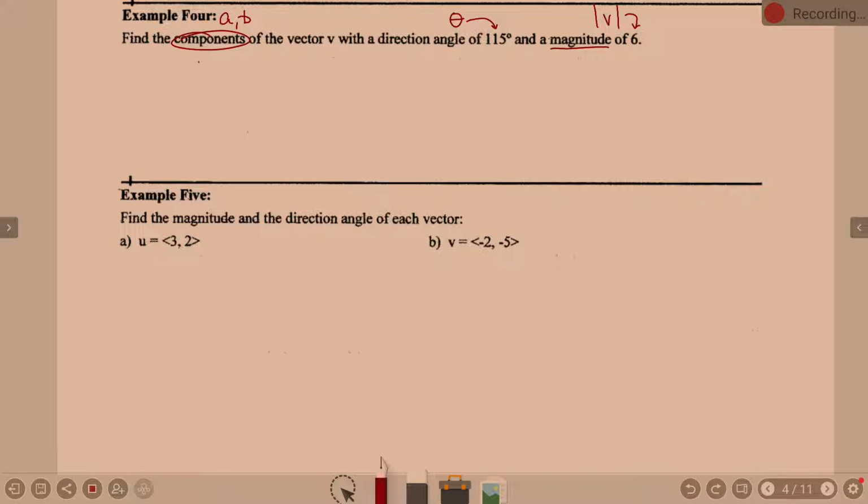If you go back to what's right above it, A is our horizontal component. A is the magnitude of the vector times cosine theta. Can you fill in the information? We're trying to find A. In place of absolute value of V, we're going to fill in 6. Cosine of theta, what am I filling in for theta? 115 degrees. Let the calculators do the rest of the work.